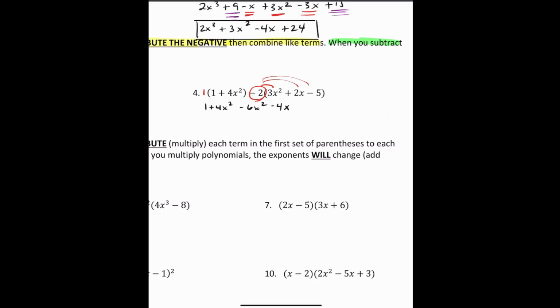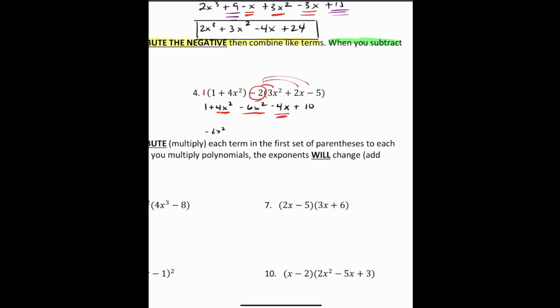And then lastly, we have negative 2 times negative 5. Negative times a negative is a positive. And 2 times 5 is 10. Okay, so now we'll combine the like terms. We'll write our answer in standard form. Highest exponent is 2. I see the x squared here and an x squared here. We have 4x squared minus 6x squared. That's negative 2x squared. And then the next highest exponent is x.